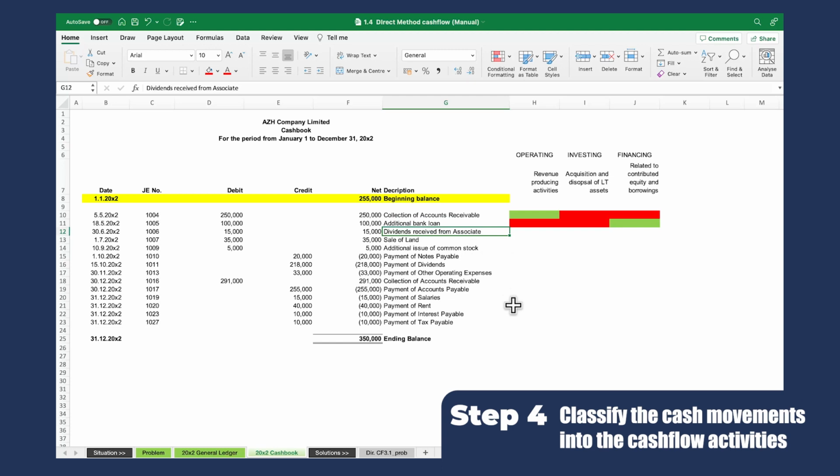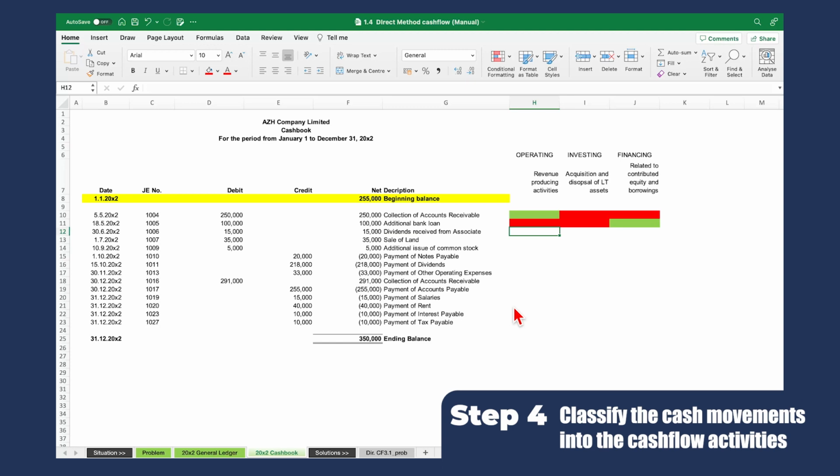Dividends received from associate. We received 15,000 of dividends from our associate. Now you have to think about what type of asset the associate is. It is not a revenue producing activity because these are not sales, and these are not related to equity and borrowings. So what you're left with here is the investing activity, and more particularly, it is an investment. It is a long-term asset.